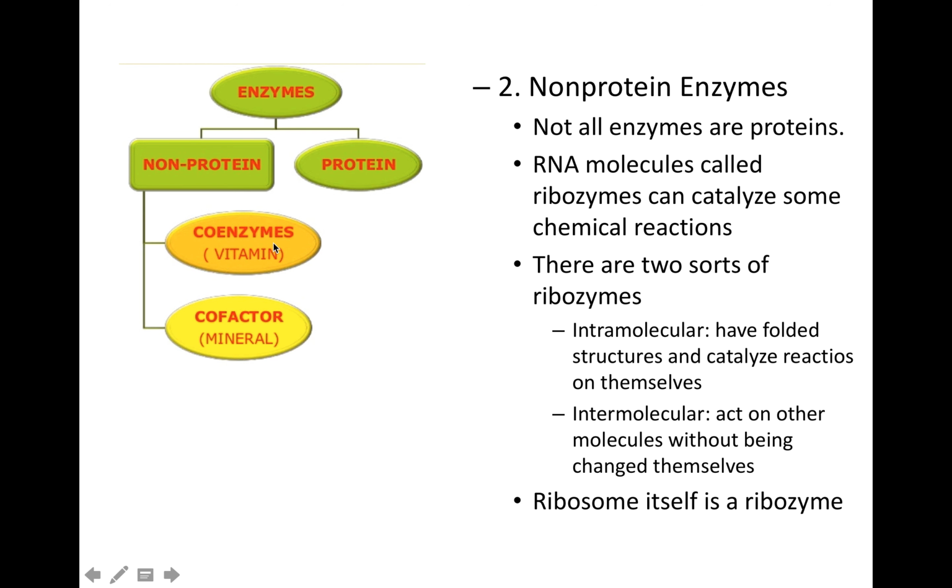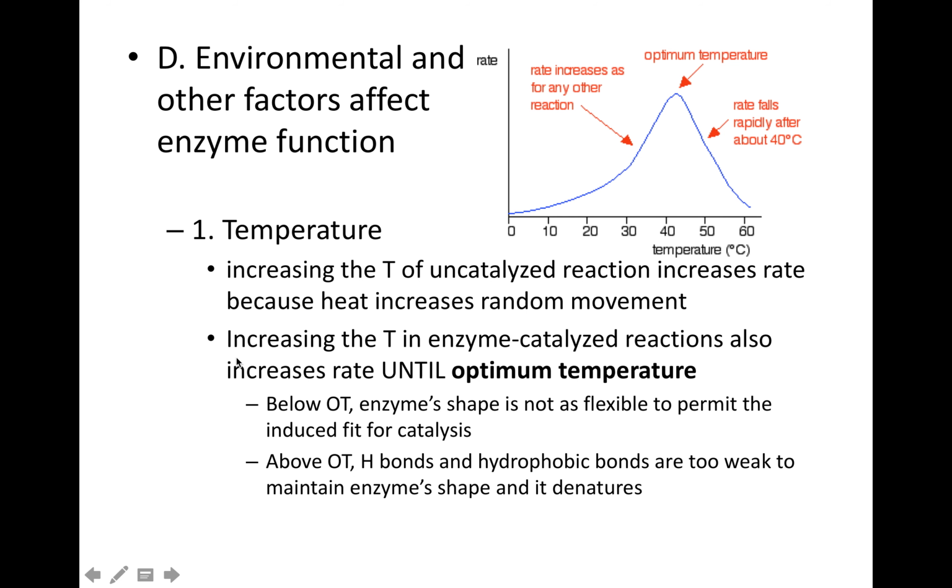But some examples of non-protein coenzymes are vitamins, as well as cofactors, which are minerals. There are 3 factors that affect enzyme function. Temperature: some enzymes only work at an optimum temperature, so if it's above or below that, it's not going to work as well, and the rate of the reaction is going to decrease.